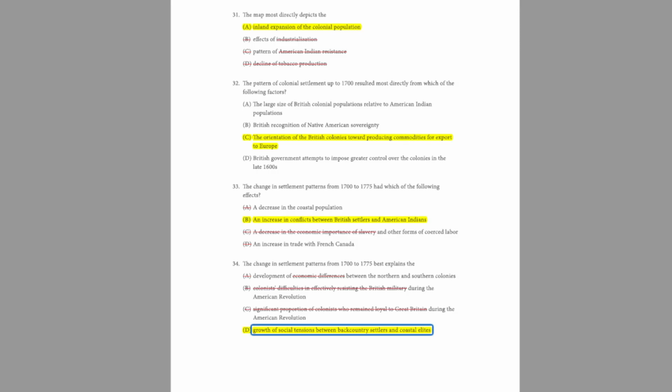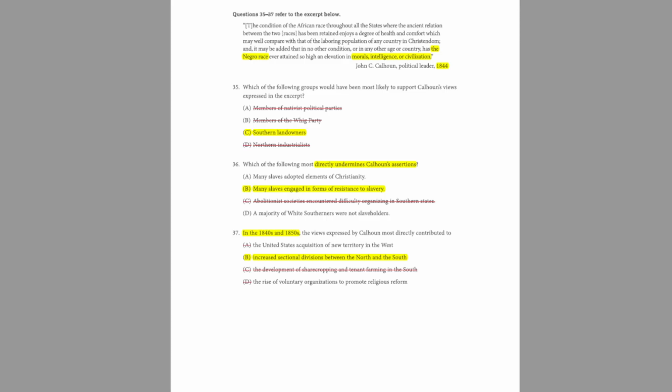Why is D correct? As settlers moved into the backcountry, they became more economically and politically isolated from the wealthy elites along the Atlantic coast. This geographic divide led to tensions over representation, taxes, and priorities, which would flare up in events like Bacon's Rebellion and the Regulator Movement. Even if D didn't seem obvious at first, it's the only answer that truly fits the consequence of westward expansion during this time.